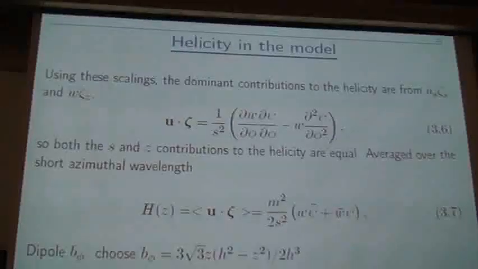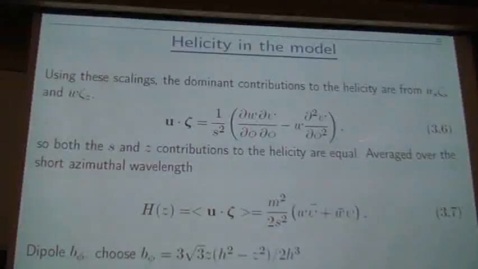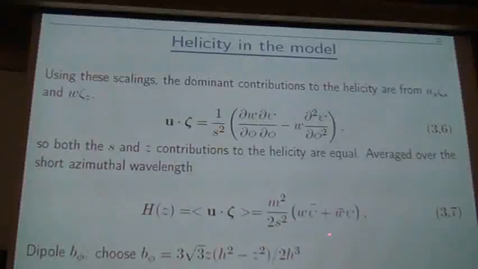Right, now of course what we're interested in is the helicity in the model, so what the output of this calculation is going to be is the u dot zeta, and we saw from the little cartoon that we're expecting lots of zeta, positive in one sign in the northern hemisphere and the opposite sign in the southern hemisphere. You put in the expression in terms of w and psi, and that's what you get out. And it's actually got this rather nice simple form.